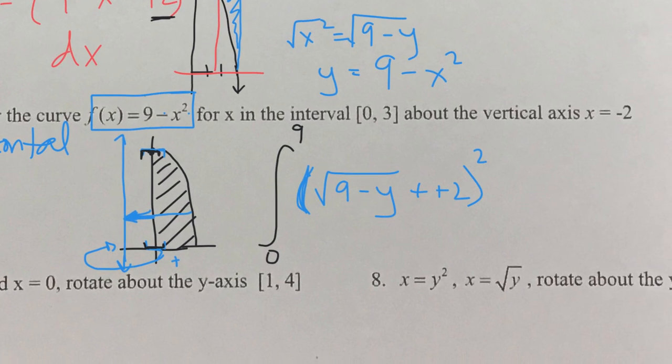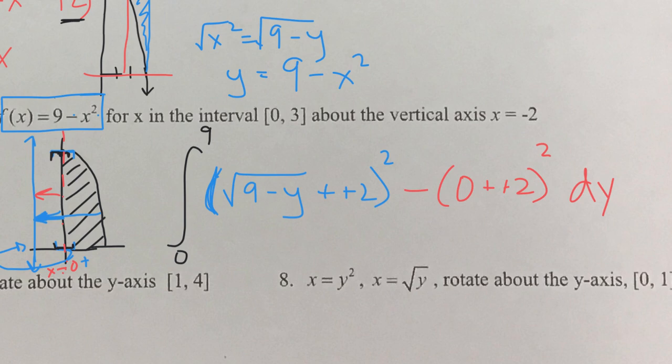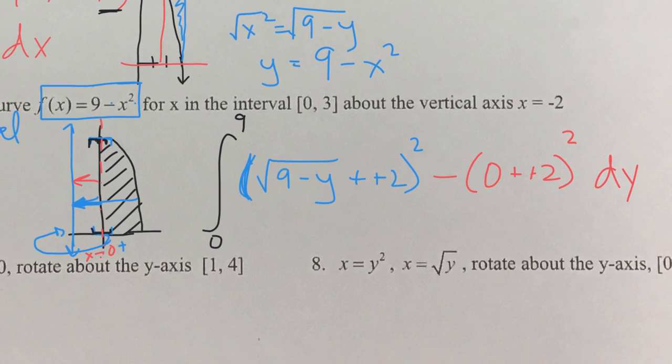Okay? So that's your first radius. Now don't forget about your second radius, the stuff down the middle that's getting subtracted. So minus, I guess this is 0 minus negative 2, squared. Right, because this other radius is the line x equals 0. Dx. I guess, no, dy, because everything needs to be in terms of y.